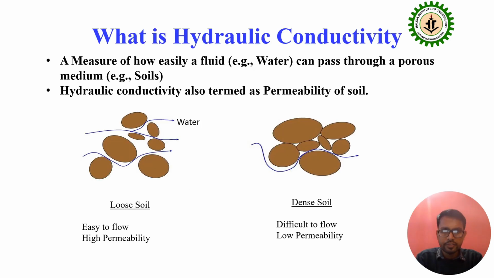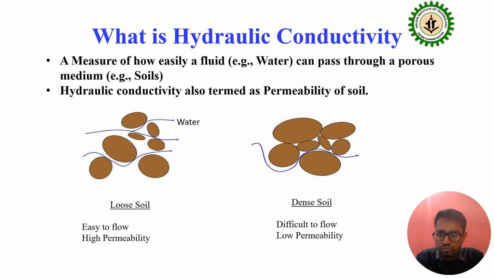What is hydraulic conductivity? It is nothing but a measure of how easily a fluid, here I am talking about water, can pass through a porous media. Here porous media means soils. In other words, you can say hydraulic conductivity is the property of soil through which water can flow through its interconnected voids. Okay. Hydraulic conductivity is also known as permeability of soil.